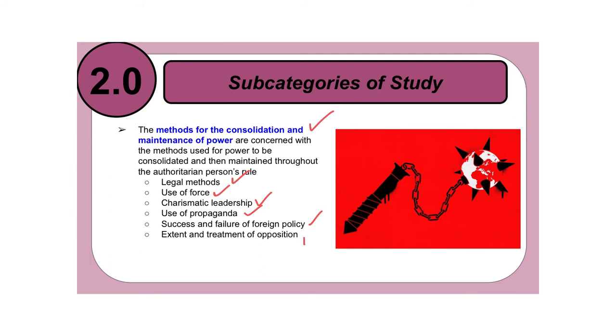And then the extent and treatment of their opposition. How effective were they dealing with their opposition? Did they stifle the opposition to the point that there is no official opposition, or is there still an opposition for them to have? So in this particular section of methods, we're just looking at the different types of methods that were used by these leaders to both consolidate their power, and then, once they got their power and had consolidated it, maintaining it.